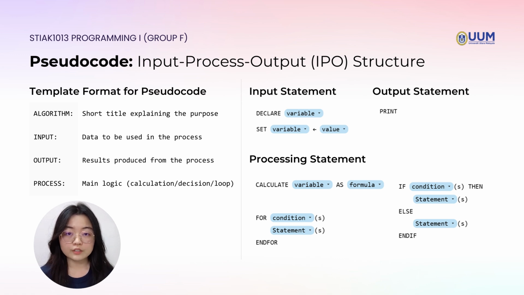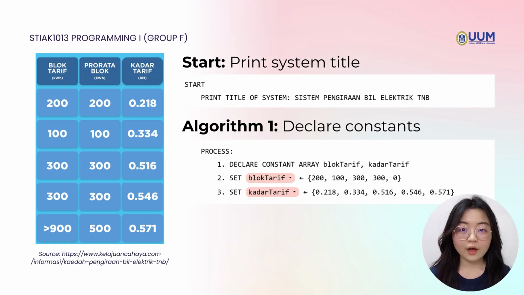The conclusions for decision and loop structures are clearly marked with their corresponding ending keywords, for example, ENDIF and ENDFOR. This is to make the pseudocode easy to follow, especially in nested conditions. The PRINT keyword is used for the output operation because it is similar to the output in common programming languages. Now, I will explain the logic of my algorithm using pseudocode, following the structure of input, process, output.